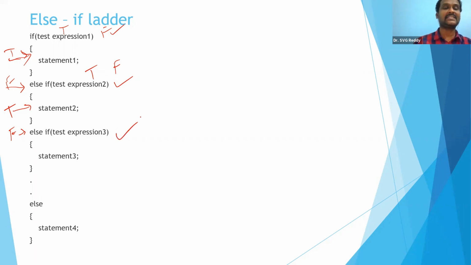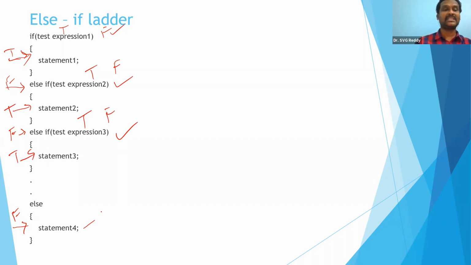Now it will check test expression 3. Again, if it is true, we all know it, we go to the true block. But if it is false, you should check the else there. There is no else if again, so simply it will come to the else block. If it is false, it will come to the else block and execute statement 4.